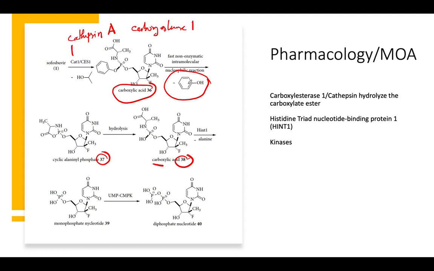Now, carboxylic acid 38 is going to be further hydrolyzed by histidine triad nucleotide binding protein, abbreviated HINT. So it's going to be hydrolyzed by the histidine triad nucleotide binding protein 1 enzyme to form a monophosphate nucleotide. The monophosphate nucleotide is then going to be converted to a diphosphate nucleotide, and then the diphosphate nucleotide will be converted to a triphosphate nucleotide. It is the triphosphate nucleotide that has the activity.